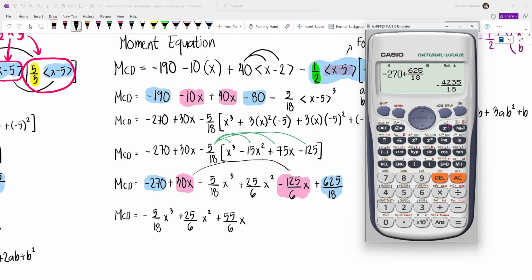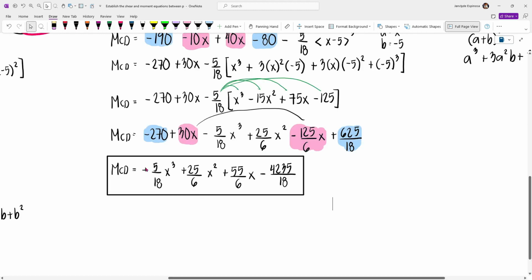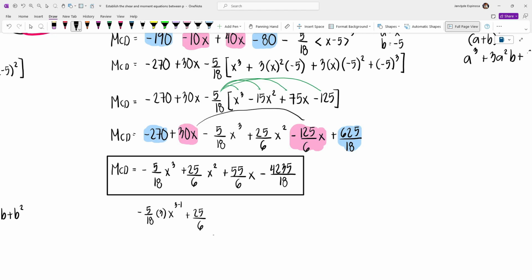Now we have minus 4235 divided by 18. So this is now our simplified moment equation. Now let's try to differentiate this function to get VCD. Differentiating this one, we have negative 5 over 18 multiplied by 3 times x to the power of 3 minus 1, and then plus 25 over 6 multiplied by 2. Again, we are just applying the power rule, and then times x squared minus 1 plus 55 over 6.